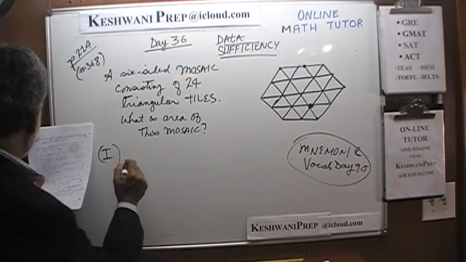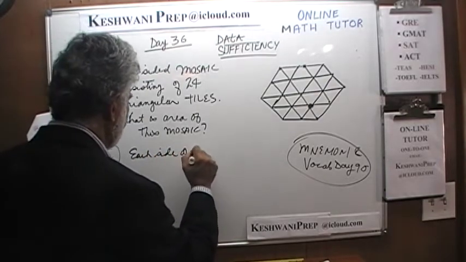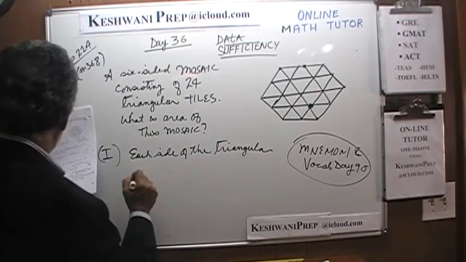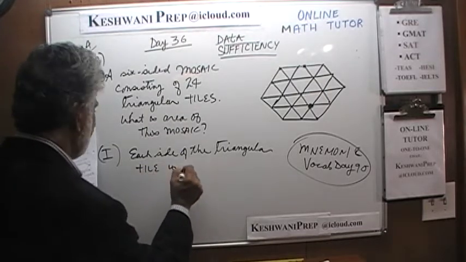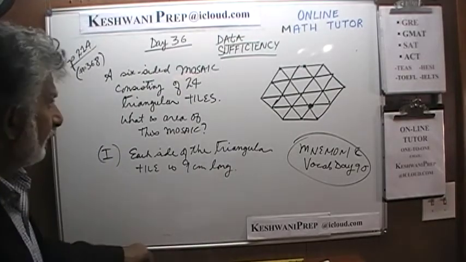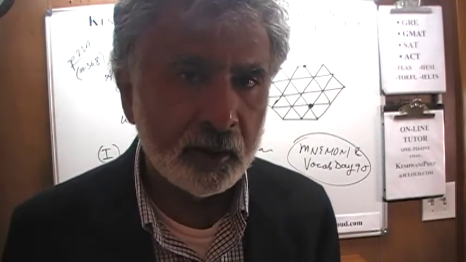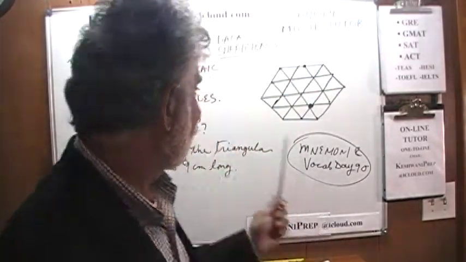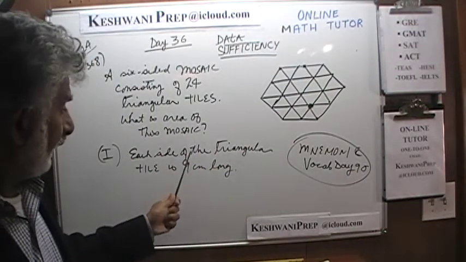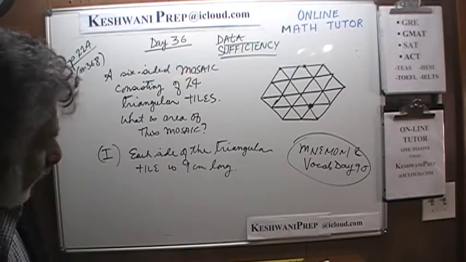First statement says that each side of the triangular tile is 9 centimeters long. Now, as I always remind you, these questions are called data sufficiency. All we have to do here is tell whether or not we have enough data to be able to answer this question. We don't actually have to answer it. We really don't care what the area of the mosaic is. We simply want to establish if this information is enough to be able to calculate the area of the mosaic if we had to.